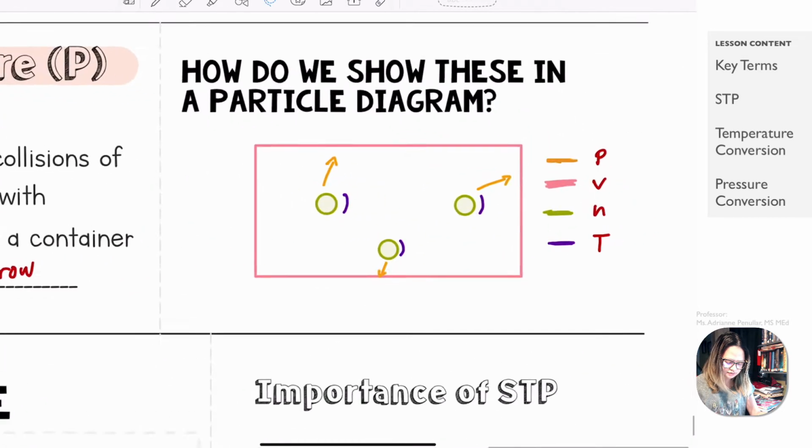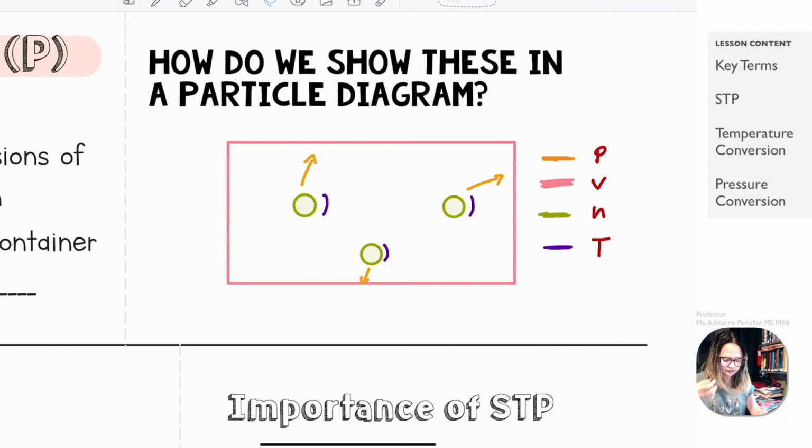So just to summarize, I have in here a generic particle diagram. The box is going to be the volume. The pressure is going to be the arrows because we're pointing to the walls of the container. The N is the number of circles, and T is the whooshies.